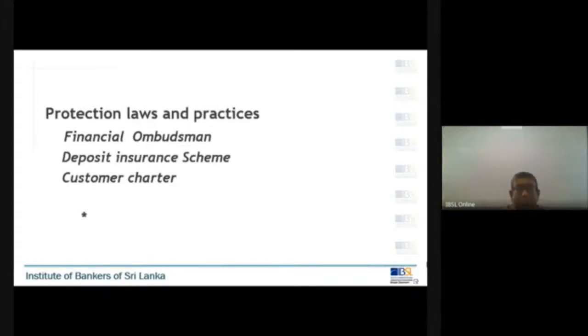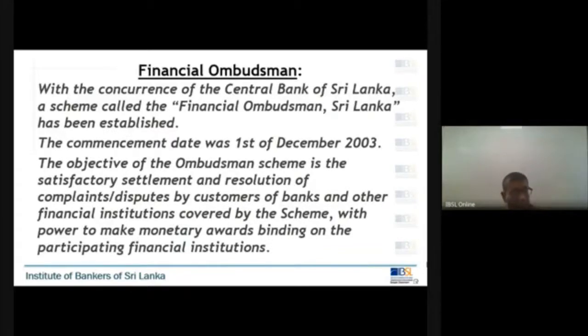Right. We'll take the financial ombudsman. Some of the things are in your handout, some of the things I am telling you, you can note down. Financial ombudsman. Now, there may be three ombudsmen in Sri Lanka. Can anyone tell me what the ombudsman is in Sinhala? Who are they? One is the parliamentary ombudsman.